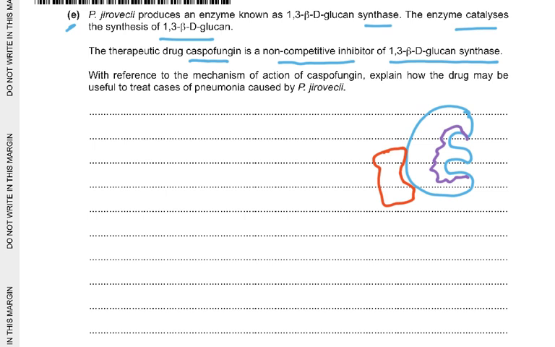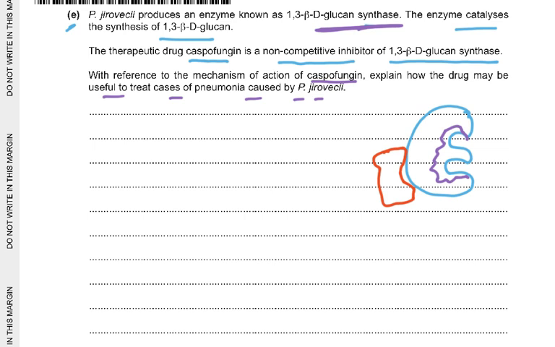Now the fungus produces an enzyme, beta-glucan synthase. The enzyme catalyzes the synthesis of this glucan. The drug is a non-competitive inhibitor of synthase. So with reference to the mechanism of action of caspofungin, explain how the drug may be used to treat cases of pneumonia caused by P. jirovecii. Now the drug binds to a site on the enzyme other than the active site.